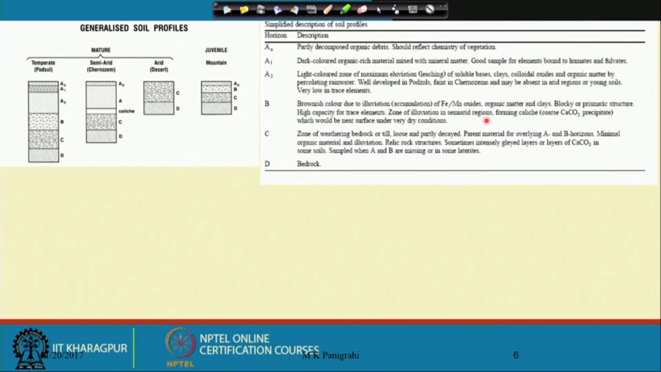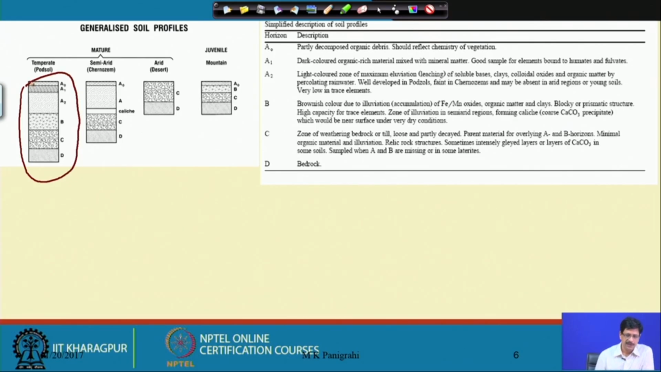So, this shows a generalized soil profile, and as we all know, the soil profile is going to be different in different geographical domains. For example, the first column over here is the soil profile which develops in a temperate humid climate. This is the Podzol, and it has the soil horizons A0, A1, A2, B, C and D. Normally the D refers to the bedrock.